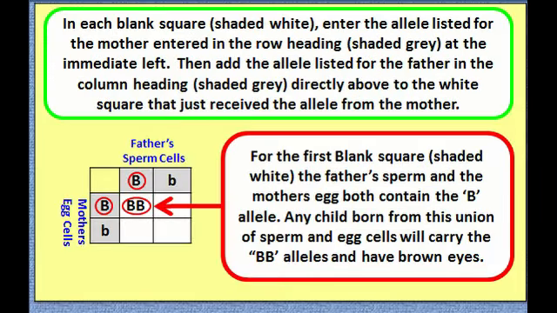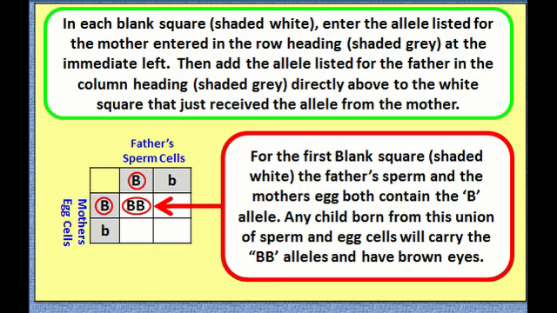In each blank square shaded white, enter the allele listed for the mother, entered in the row heading shaded gray at the immediate left. Then add the allele listed for the father in the column heading shaded gray directly above the white square that just received the allele from the mother.